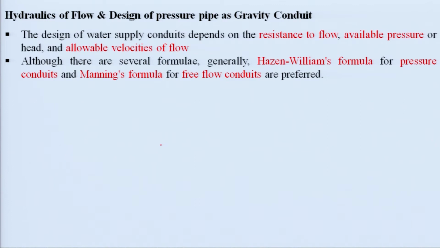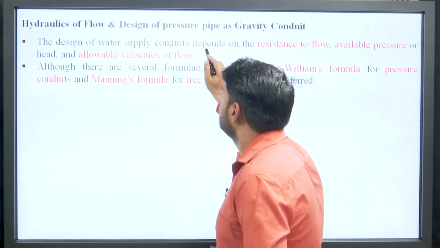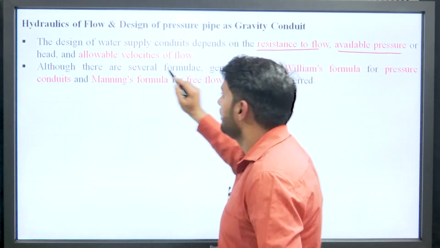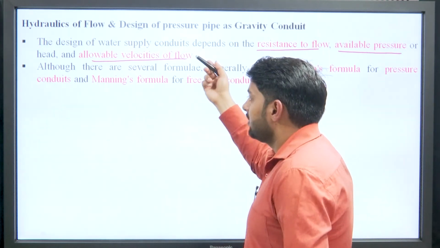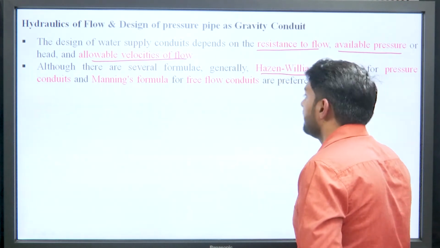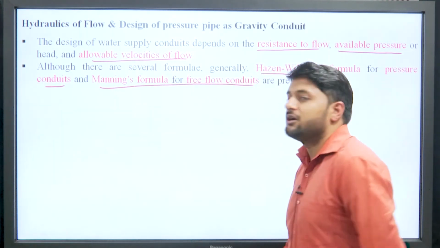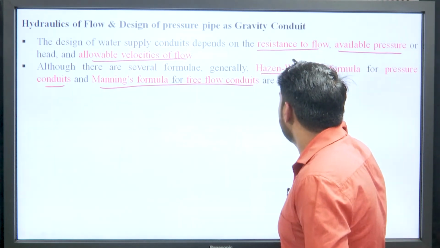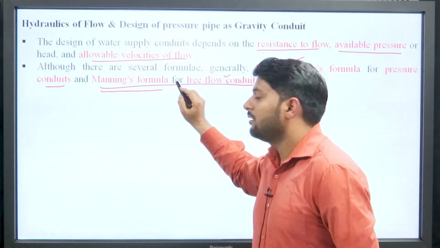Okay. So, while designing the conduits, the following factors should be considered. First one is resistance to flow, available pressure head, and allowable velocity of the flow. Okay. And for that particular design, the following formulas should be referred: the Hazen-Williams formula for pressure conduits and Manning's formula for gravity conduits. When we are going to design a pressure conduit, we will prefer the Hazen-Williams formula, and for design of a gravity conduit we will prefer Manning's formula.